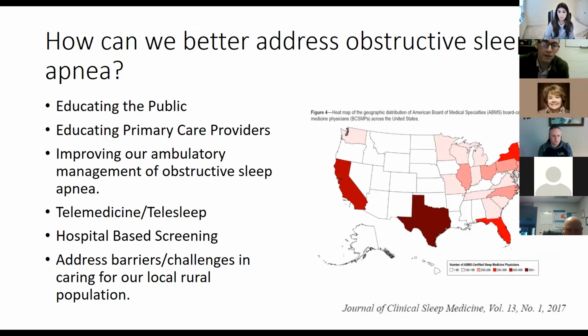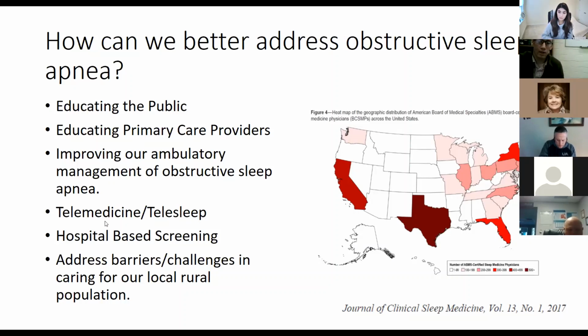So one thing we have to do is educate the public on the disease and help people understand that this really can impact your health, particularly if you have certain comorbidities. Educating primary care providers on the disease is also key, and I've met with a number of FQHCs throughout the state. We're developing a project and getting ready to put a grant into NIH, looking at ways we can better work with our primary care providers on this disease. Part of that's going to be improving our ambulatory management.